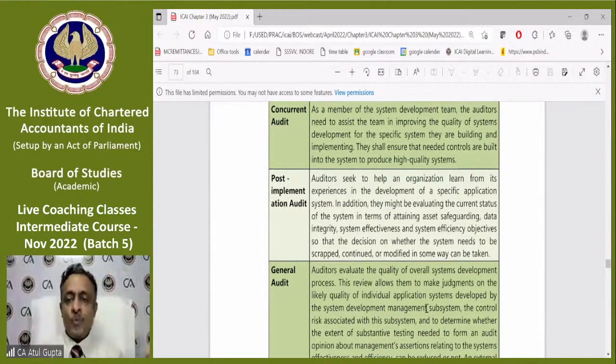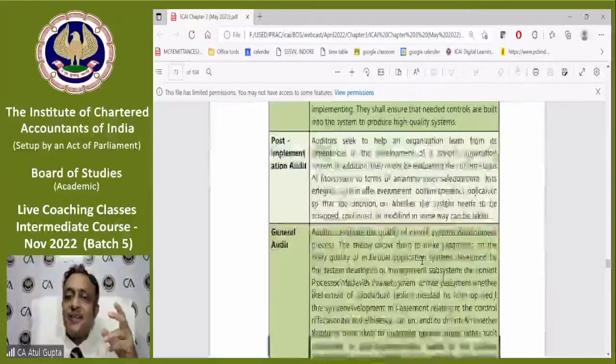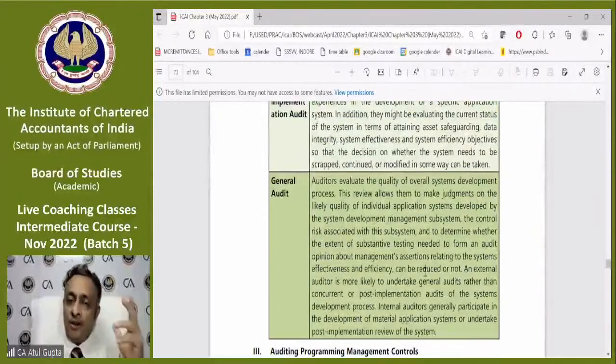I'll just read a line. Auditors seek to help an organization learn from its experiences in the development of a specific application system. It includes evaluating the current status in terms of attaining asset safeguarding and data integrity objectives, whether the system has achieved those. And please add this line: post-implementation audit has one very important mandate, that is the quality of the system, whether the system developed is as desired or not.